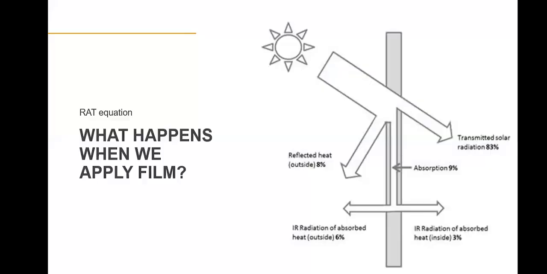So what happens when we apply film? The reflectance plus the absorption plus the transmission all equals 100% of that energy that's coming from the sun. So we commonly refer to this as the RAT equation: reflection, absorption, and transmittance. The higher the absorption, with less reflection and less transmission, the hotter the glass will become, leading to more thermal load on the glass edges and the surface. This in turn will increase the thermal stress conditions.